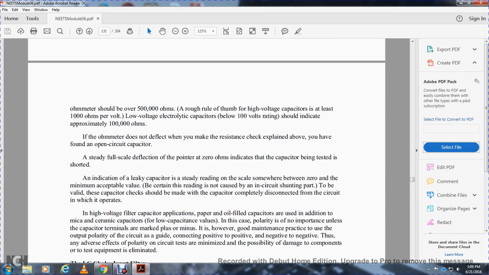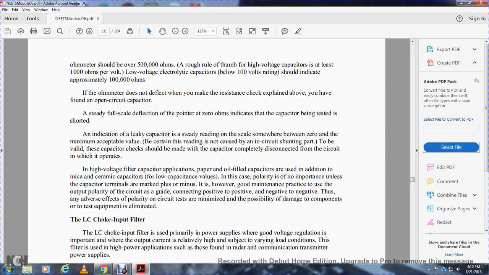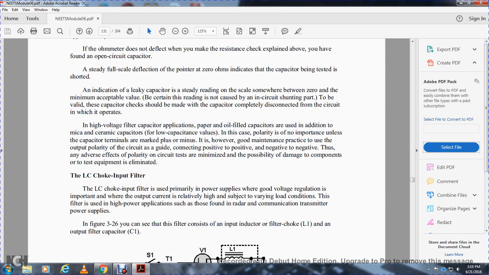If the ohmmeter does not deflect when you make the resistance check, as explained above, you have found an open circuit in the capacitor. A steady full-scale deflection to 0 ohms indicates that the capacitor being tested is shorted. A leaky capacitor gives a steady reading somewhere between 0 and the minimum acceptable value. Readings in circuit are not reliable because of shunting parts. The capacitor check should be made with the capacitor completely disconnected from the circuit in which it operates.